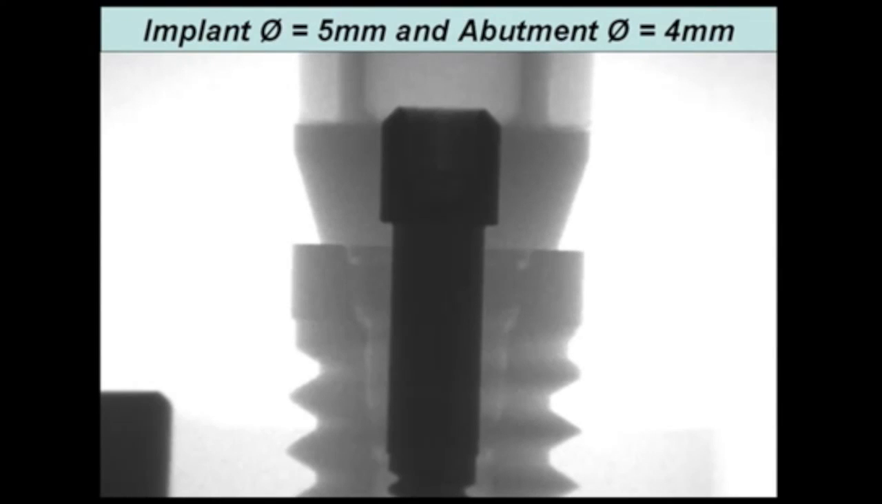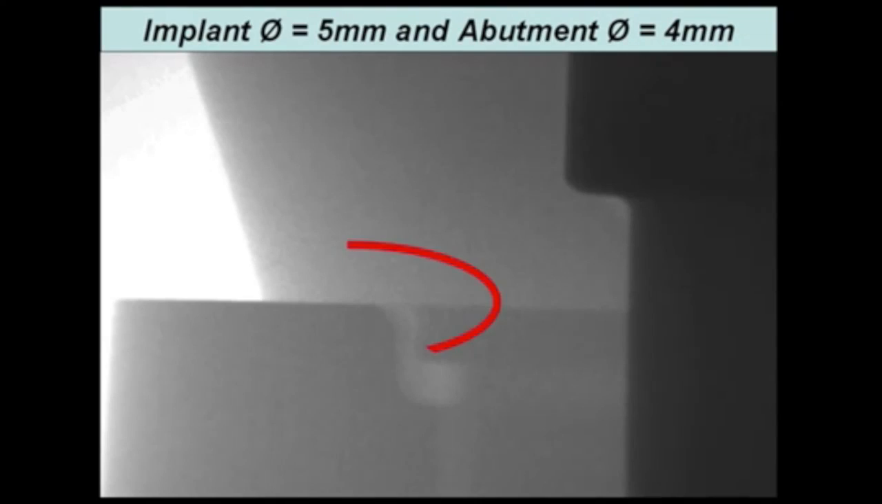But if we compare this with a platform switched solution, in the overview it's really hard to find the micro gap. In the enlargement, we can see that there is a micro gap, but it is really very small. So what is the reason for this? The reason is elastic deformation of the implant components, not only of the binding screw.